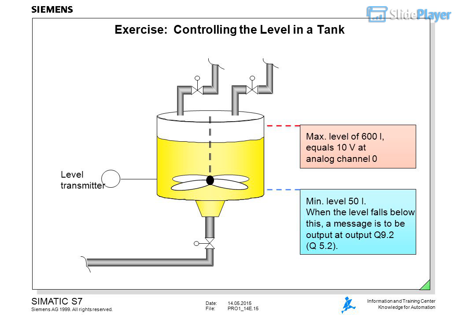The level is measured using a measuring transducer. It gives an analog value of 10 V when the maximum level is reached. This analog value is to be converted to a physical quantity, number of liters, using the FC105 block. If the level goes below the minimum 50 liters, output Q5.2 is to flash until the level is once more 50 liters or more. The first potentiometer on the simulator specifies the level.